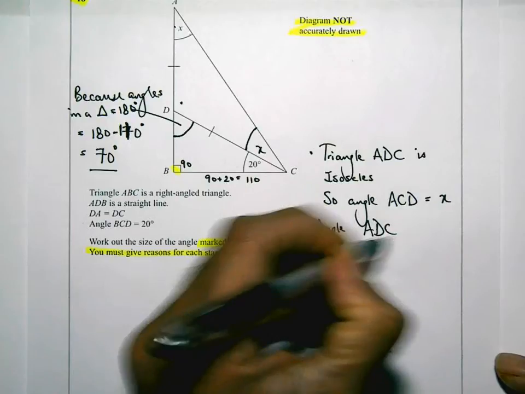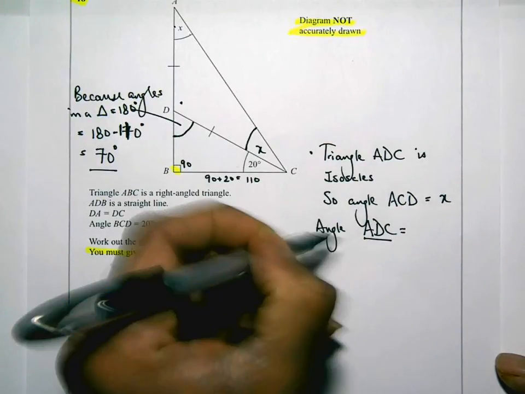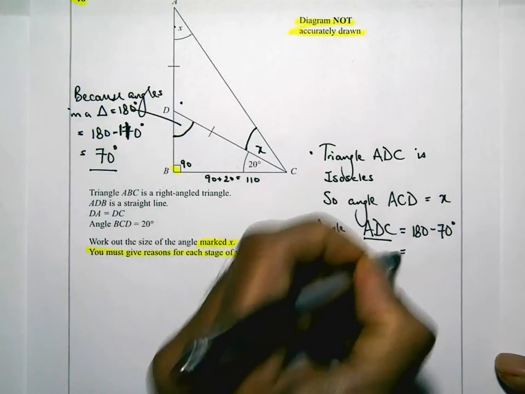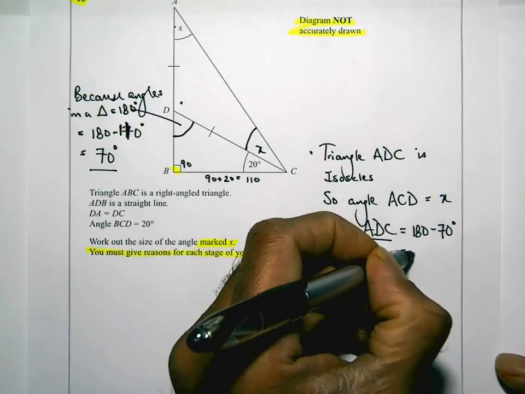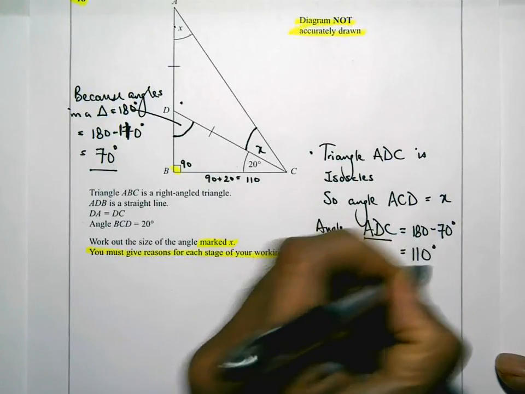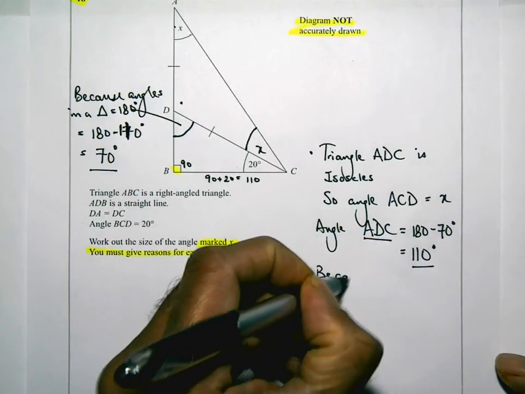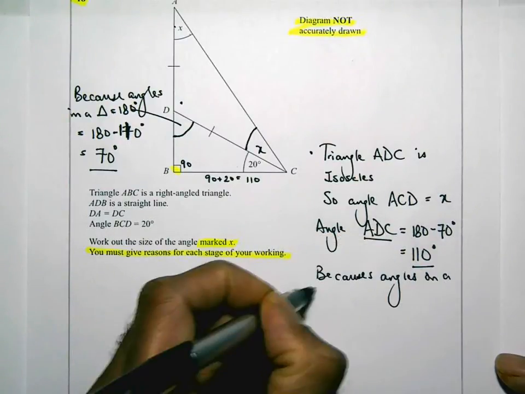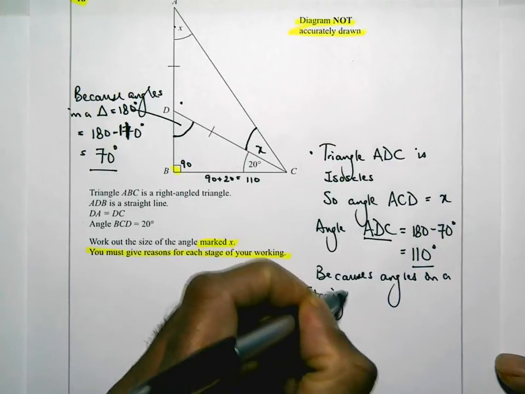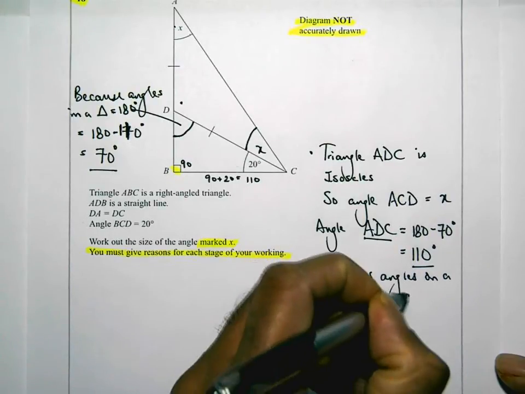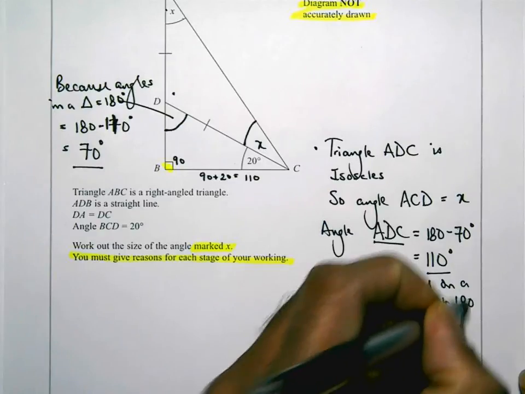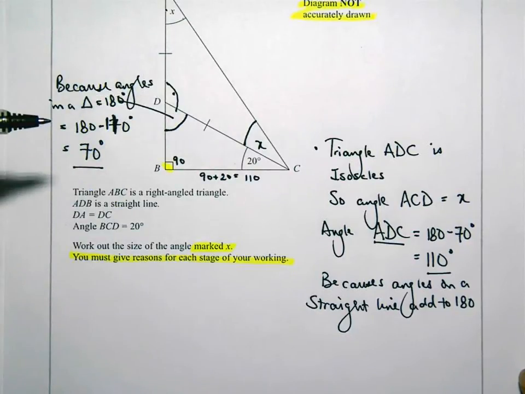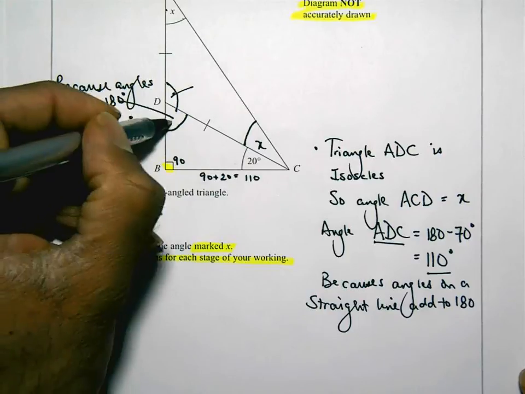Now, angle ADC is equal to 180 take away 70 degrees. Now, where did that 180 come from? I'll explain in a second. That's going to give me 110, and that's because angles on a straight line add to 180. These two angles here are on a straight line. So that means that this angle and this one here add to 180 degrees.